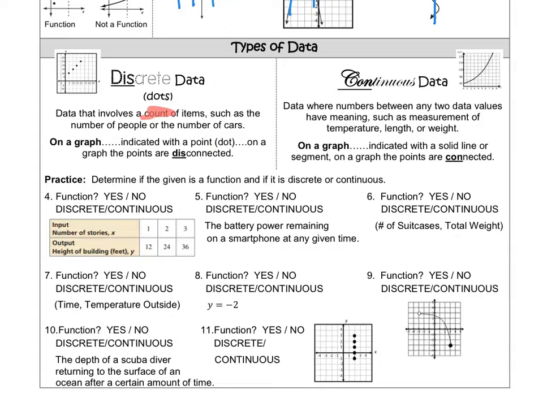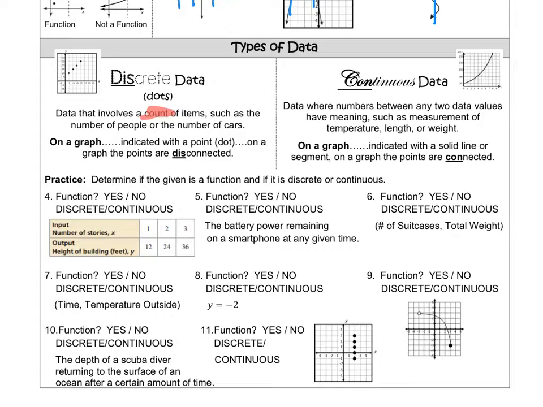If you can count something, such as the number of people, the number of cars, the number of pizzas, if you're counting them, it's going to be discrete data. The way you can tell if you're dealing with a graph, discrete data is going to be dots, disconnected points, dots.